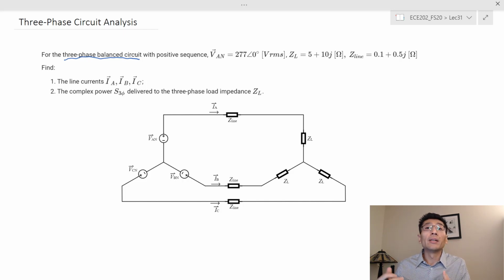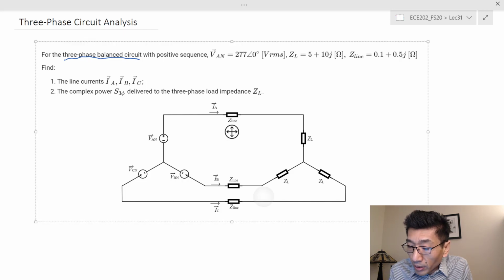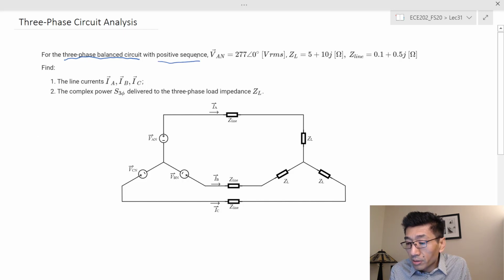For the load, the impedance must be the same, right? Or if you have a line impedance, those line impedances for each phase would be the same. So if the system has the same impedance in each phase and the voltages are displaced by 120 degrees with the same magnitude, that forms a balanced three-phase circuit, right? And here we're given the positive sequence. That means the B phase is lagging the A phase by 120 degrees.